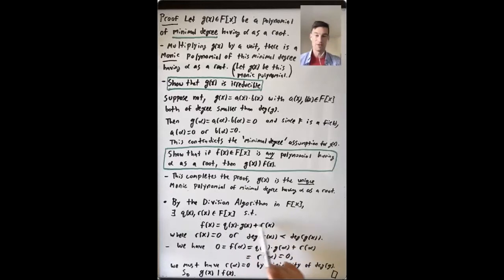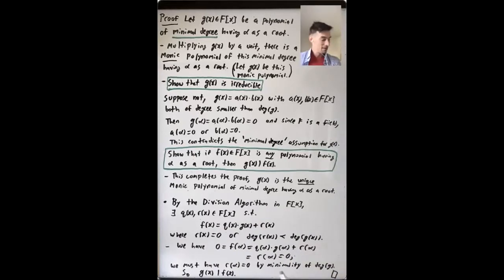All right, what are we going to do with this expression for f? Well, this is some equality of polynomials. We evaluate both sides at alpha. We have to get equal things. So we get f of alpha on the left, but we know that's 0 because alpha is a root of f. And on the right, we get q of alpha times g of alpha plus r of alpha. But g of alpha is 0. So we just get r of alpha. So that has to be 0.